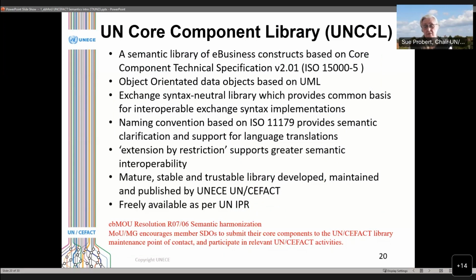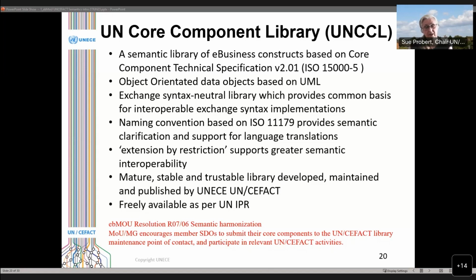Finally, we come to how we implement the core components technical specification, and this is our UN core component library. It is a semantic library, a very large library now, of e-business constructs based on the core components technical specification. And it's an exchange syntax neutral library, which is an important point, because as different syntaxes and technologies come along for sharing data, this provides us with something that is independent of the data exchange syntax and is a common basis for any implementations for different syntaxes that come along.